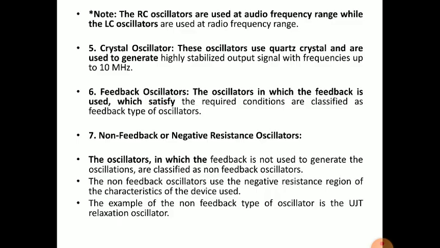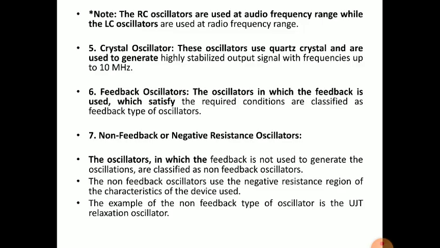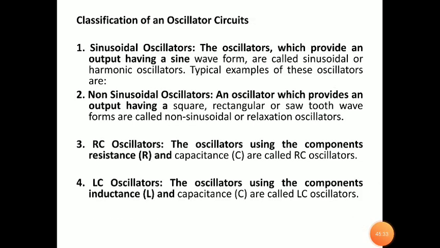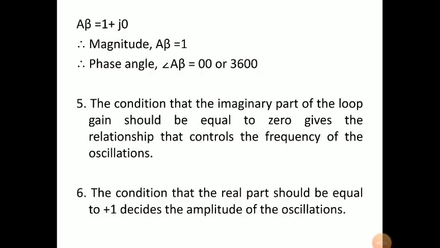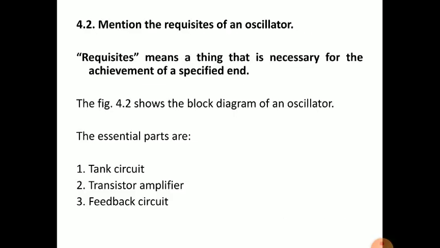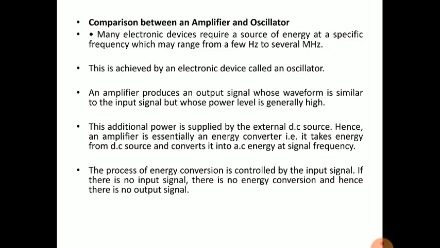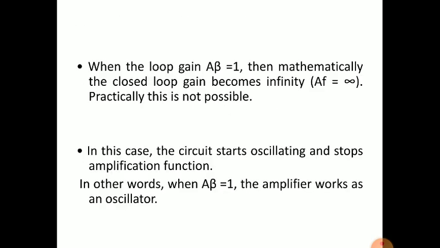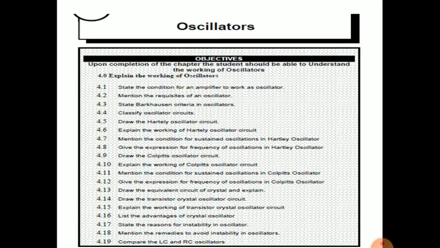So the RC oscillator is used for audio frequency and LC for radio frequency. With this we complete today's topics, that is the introduction of oscillators and the conditions to be maintained. And in the next class we will see different oscillator circuits, how they produce the oscillations, and what the advantages and disadvantages of those circuits are, right?